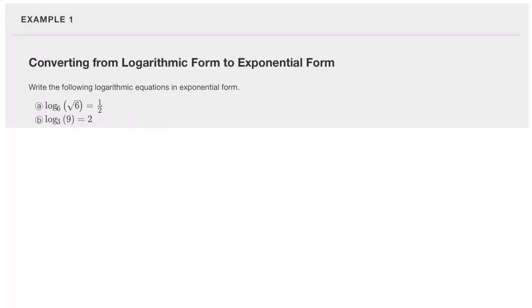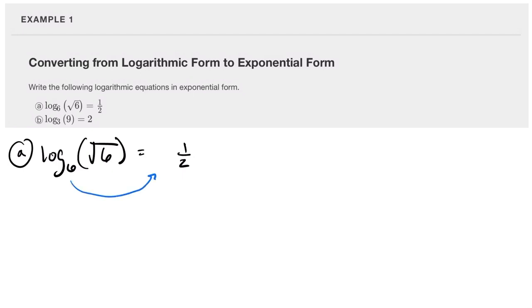So we're asked to write the following logarithmic equations in exponential form. For part A, we have log base 6 of the square root of 6 equals 1/2. If we're going to write this in exponential form, the base of the log swings to the other side and becomes the base of the exponent. So you can write it as the square root of 6 equals 6 to the power of 1/2.